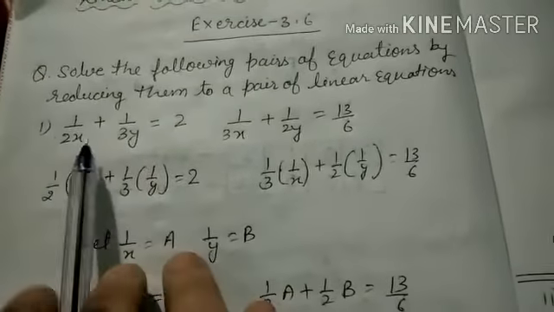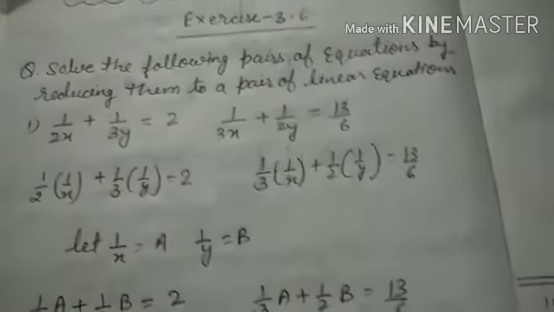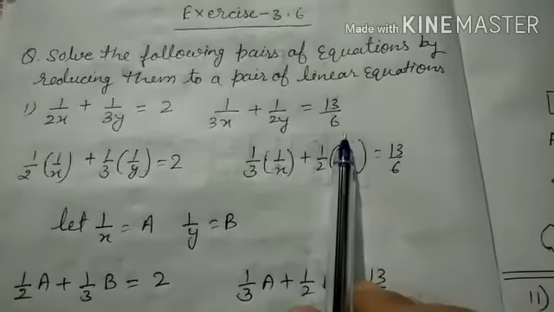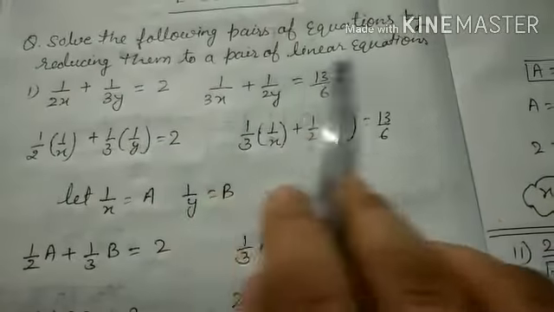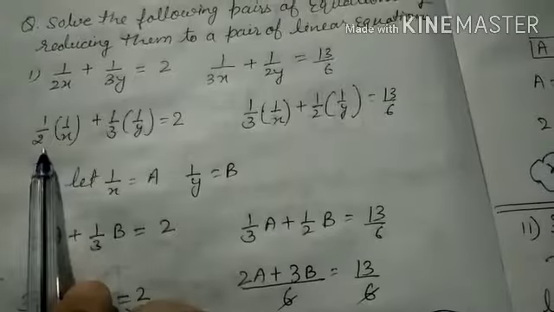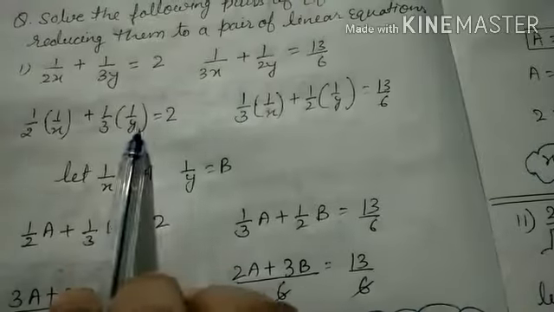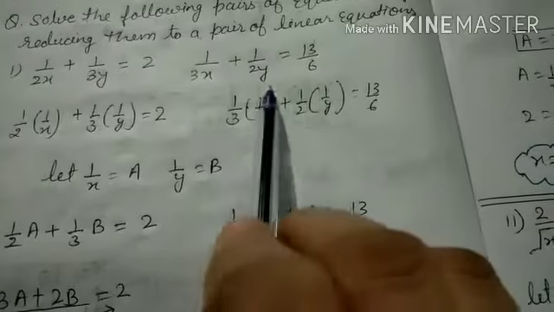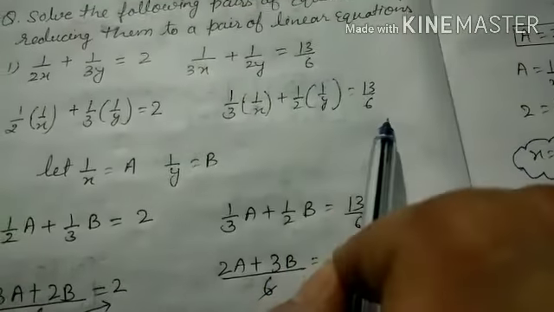So here we have different type of equations. 1 upon 2x plus 1 upon 3y is equal to 2 and 1 upon 3x plus 1 upon 2y is equal to 13 upon 6. So first of all we will change these equations in a pair of linear equations. So here we have 1 upon 2 and 1 upon x plus 1 upon 3 and 1 upon y we can write is equal to 2. Similarly 1 upon 3 multiply by 1 upon x plus 1 upon 2 and 1 upon y is equal to 13 upon 6.